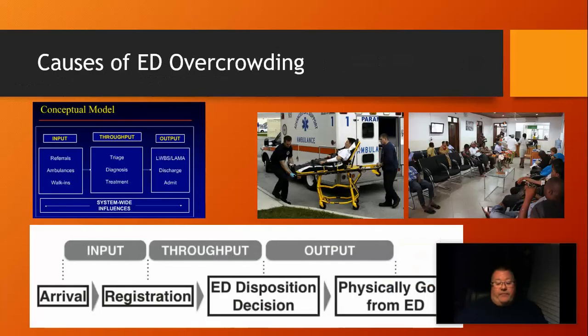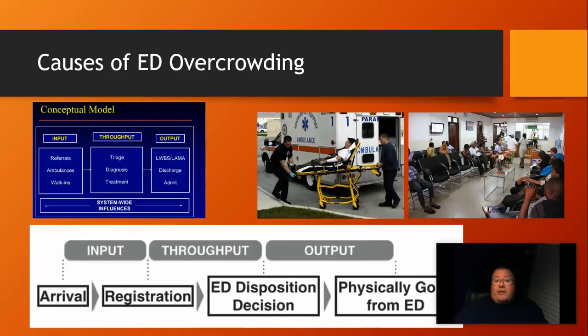Causes of ED overcrowding. Looking at this conceptual model, you can see that there is input, throughput, and output. Input is your patients that are presenting to the waiting room, patients that are referred from the primary care physician office or urgent care centers for a higher level of care. This also includes the patients arriving by ambulance. Throughput is the actual processes of the ED, your triage, your diagnosis, and your treatment. Output is your patients that left without being seen, left against medical advice, patients that are discharged, patients that are admitted, and patients that are transferred.